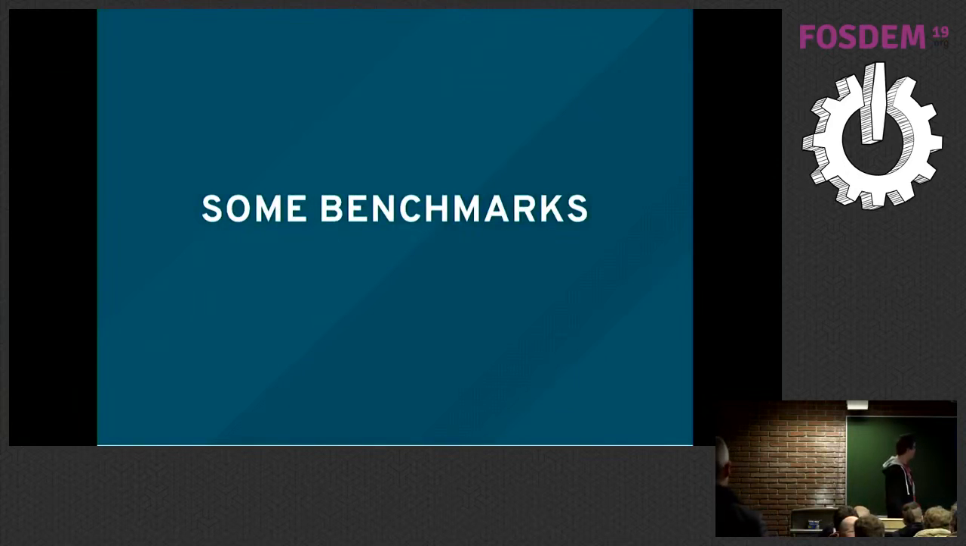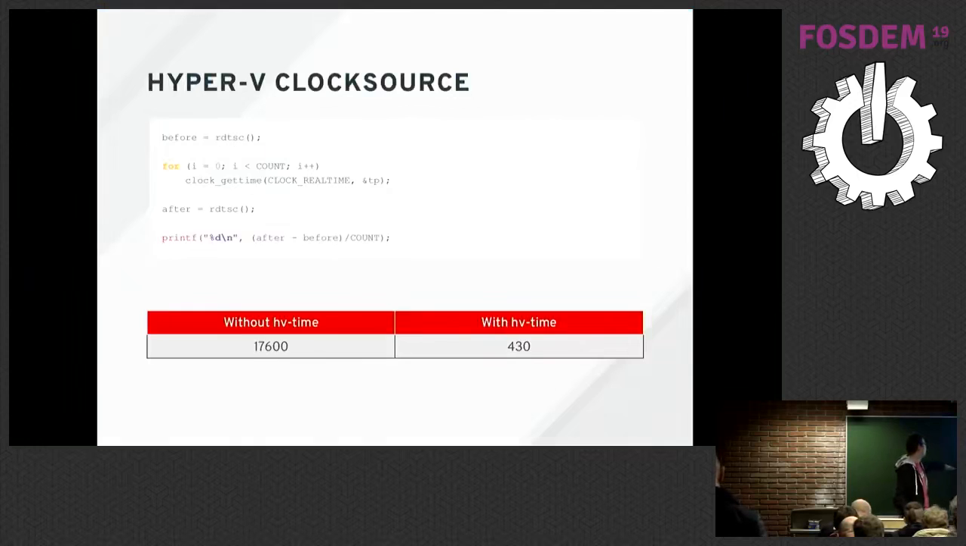As I promised, some benchmarks so you understand how important these enlightenments are. So, this is the Hyper-V clock source. What we do in the test is basically spin and call clock_gettime. It's basically asking what's the time right now in the operating system. If you run it with and without HV time, you will see a tremendous difference, because with HV time, it's basically reading from memory. So it's not very different from reading the TSC register from the processor on bare hardware.